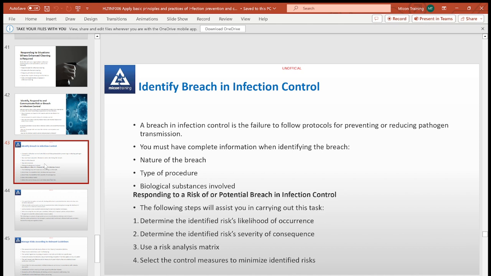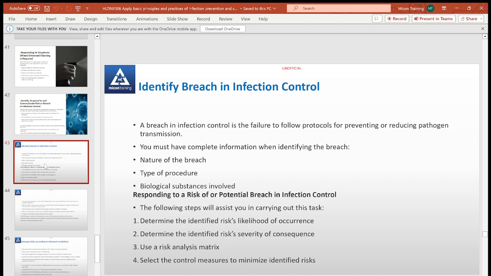What is the nature of this particular breach? The type of procedure that needs to be followed. What is the biological substance involved in that kind of breach? All this will give you a better understanding of how to control this situation. So, responding to the risk of a potential breach in infection control, the following steps will assist us in carrying out these tasks. 1.